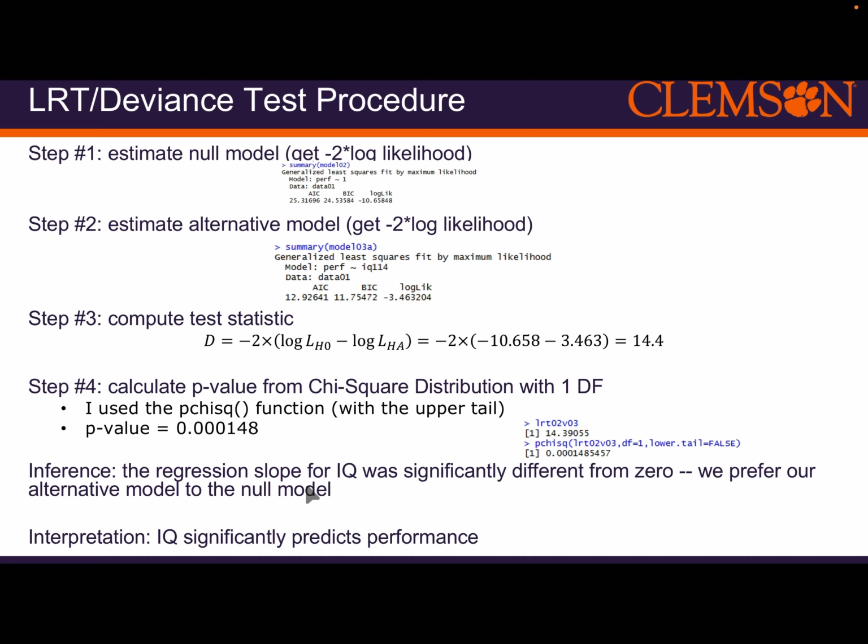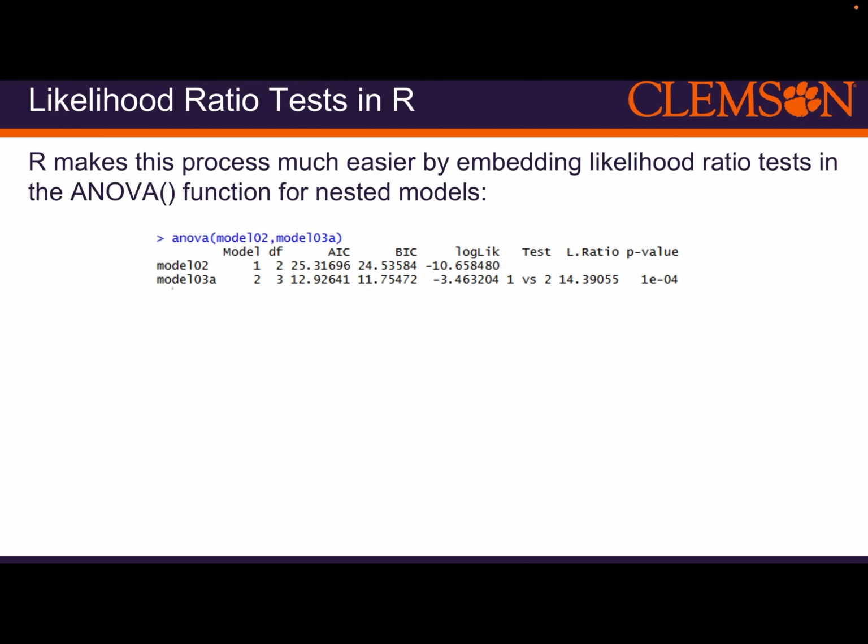So let's do that. Step 1, we estimate our null model. Here's our log likelihood. Step 2, we estimate our alternative model. Here's our log likelihood. Then we calculate the difference between log likelihoods and multiply it by -2. We've got 14.4. And using the pchisq function, we see the p-value with 1 degree of freedom is very, very small. Well, it turns out R will do this for us. The anova function in R will allow it to happen.